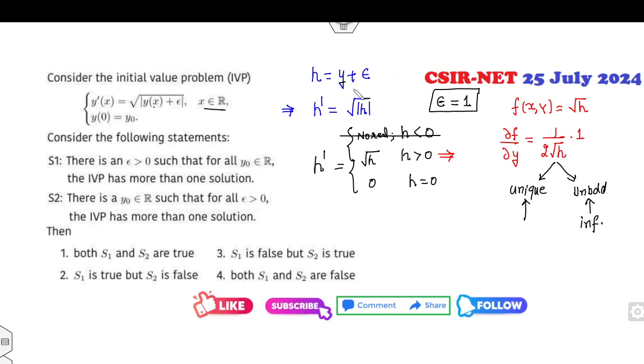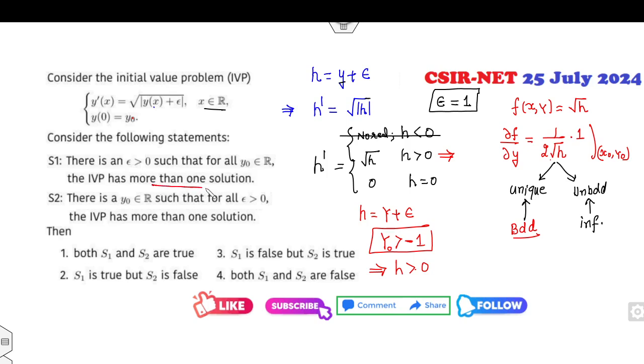Now clearly say what is the h? h is my y plus epsilon. If I choose epsilon as 1, then definitely, with y as my y naught initial point, any number which is greater than minus 1, what is the value of h at the point x naught, y naught? This number is always greater than 0. Once this number is always greater than 0, that means this number is bounded. That means you will get the unique solution.